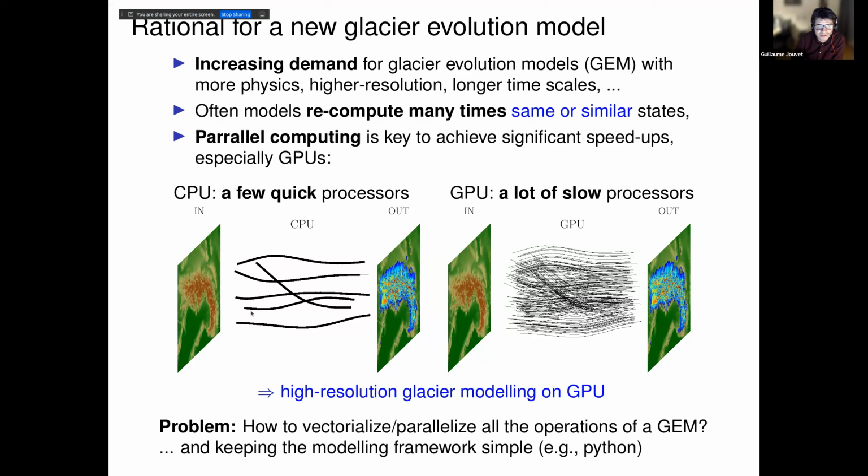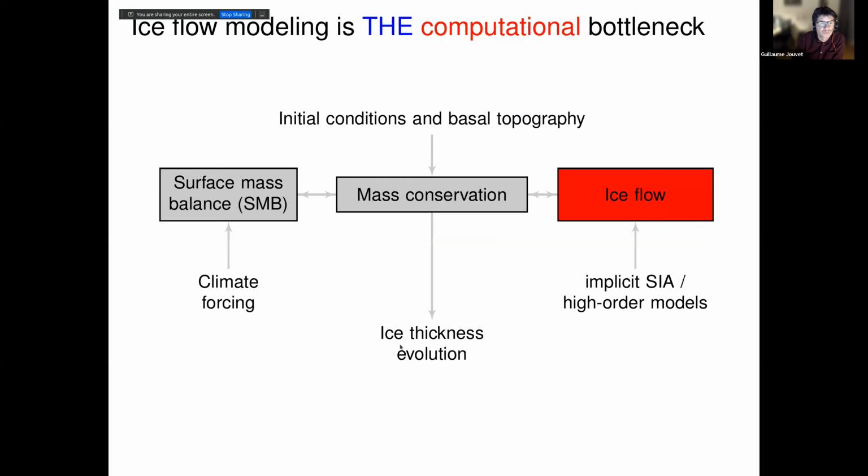So you can really summarize here, if you have very large arrays in input and in output, all the benefit you can get if you are capable to use this GPU instead of the CPU. So again, all the problem is how to vectorize or how to parallelize all operations of a glacial evolution model, and hopefully while keeping the modeling framework pretty simple. And here I'm going to do everything in Python, which is now the most popular programming language.